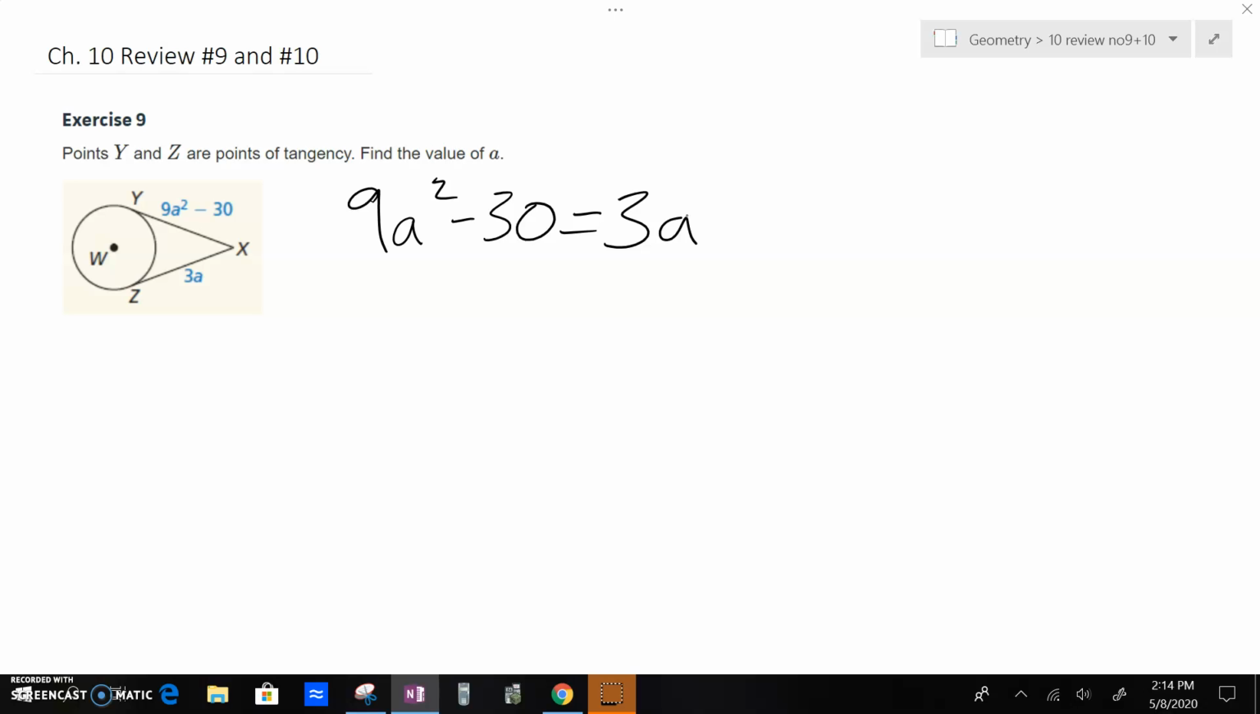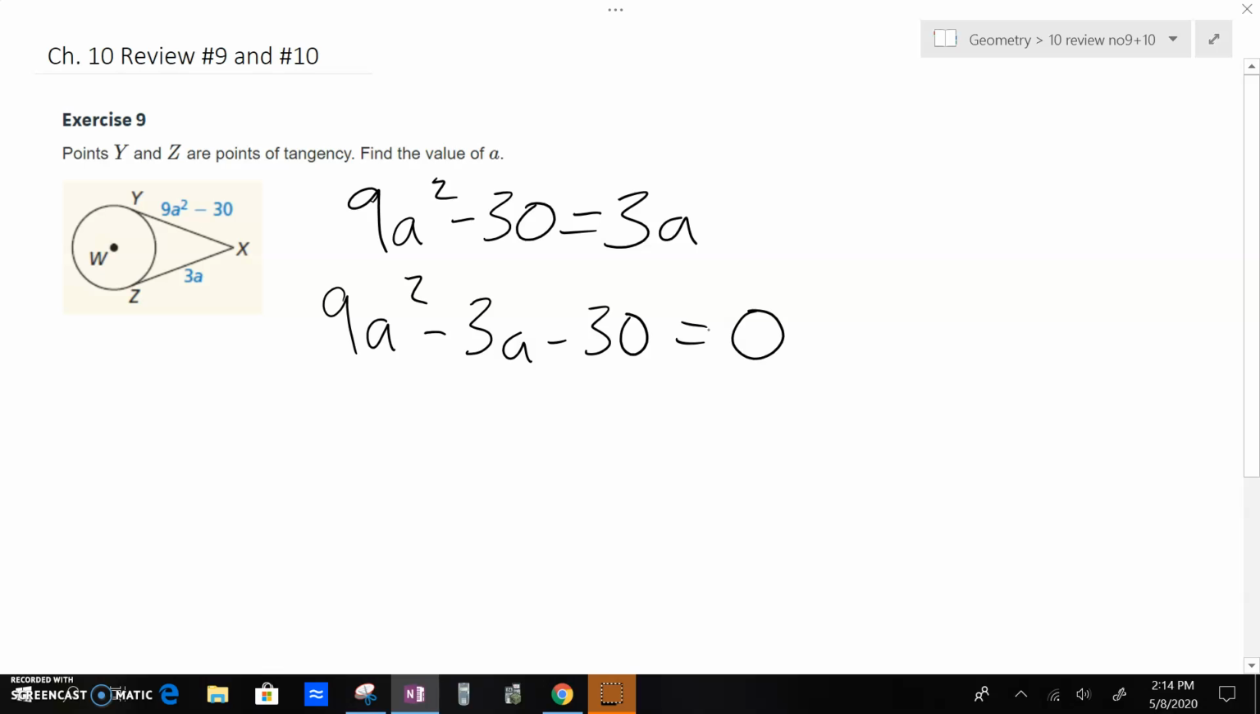And then this is where the algebra kicks in. In order to solve this, you have a quadratic, which to solve it, what you want to do is gather everything to one side of the equation. So I'm going to subtract 3a from both sides. So I've got 9a squared minus 3a minus 30 equals 0.